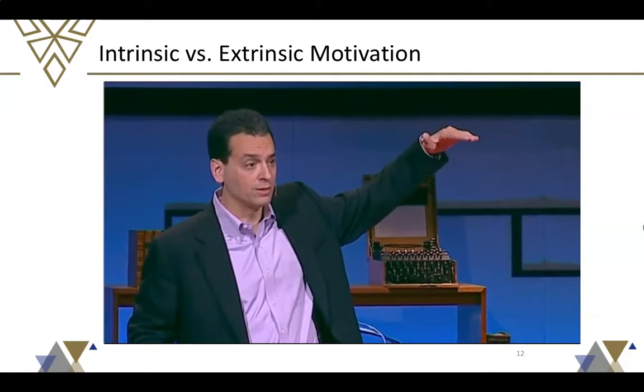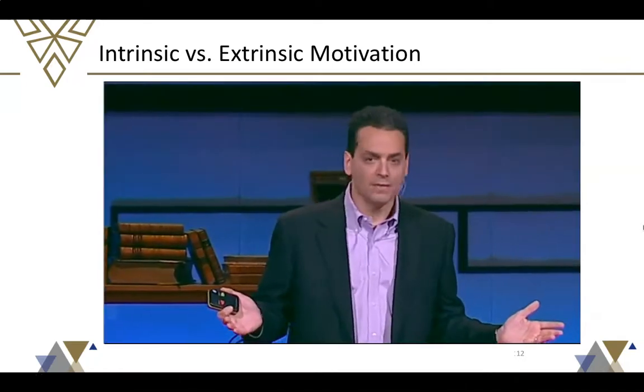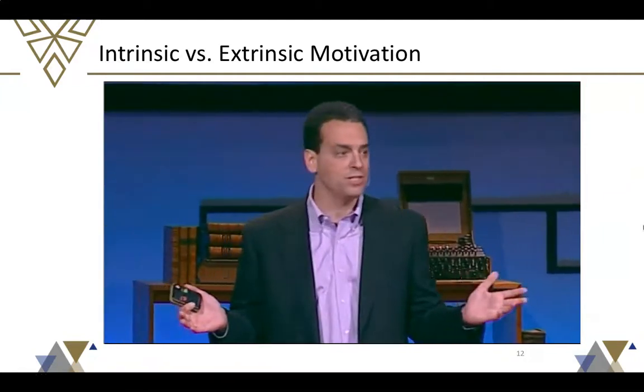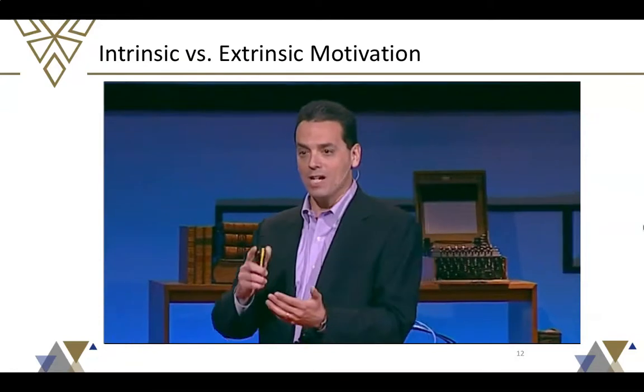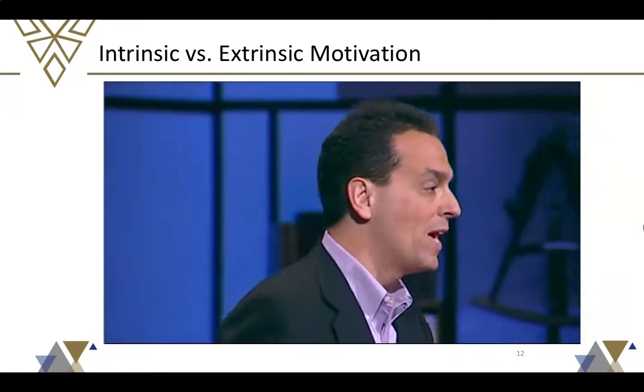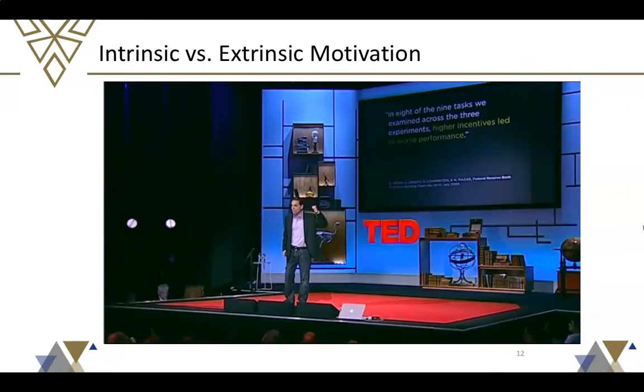They did worst of all. In 8 of the 9 tasks we examined across 3 experiments, higher incentives led to worse performance. Is this some kind of touchy-feely socialist conspiracy going on here? No, these are economists from MIT, from Carnegie Mellon, from the University of Chicago. And do you know who sponsored this research? The Federal Reserve Bank of the United States.